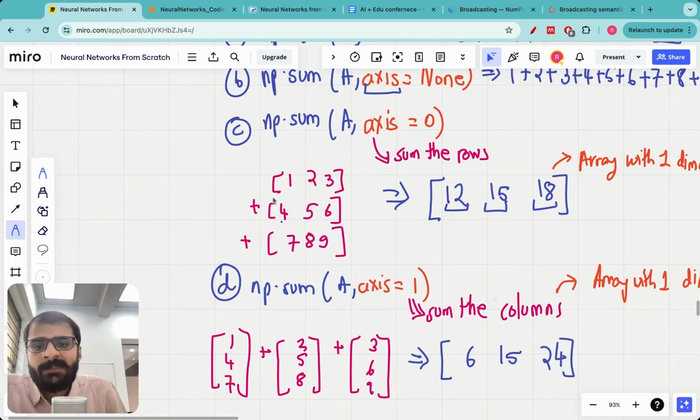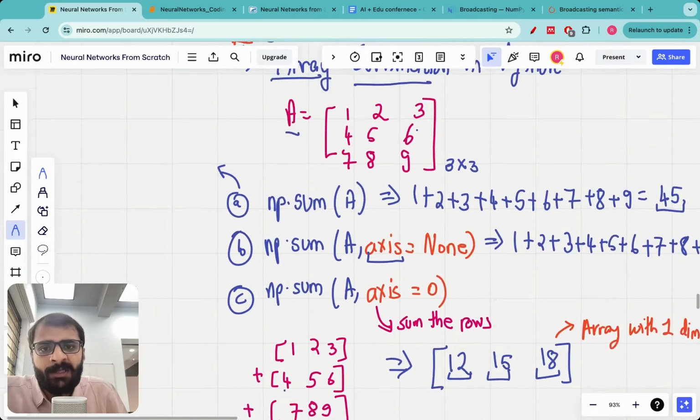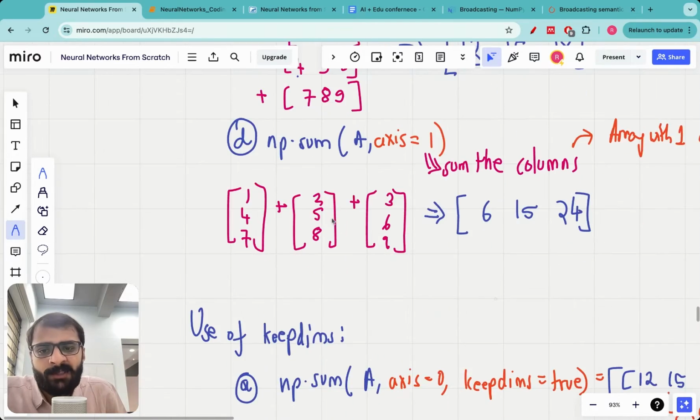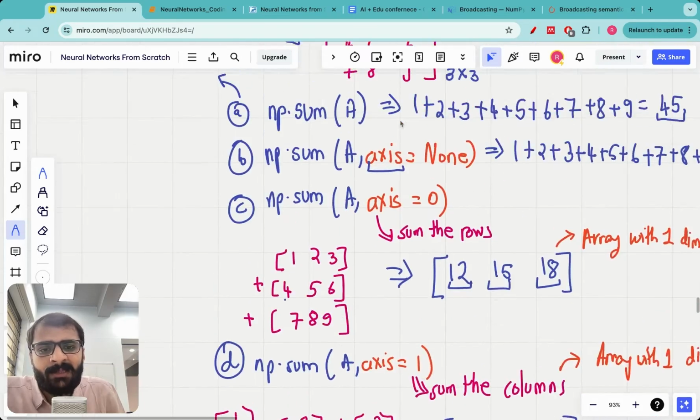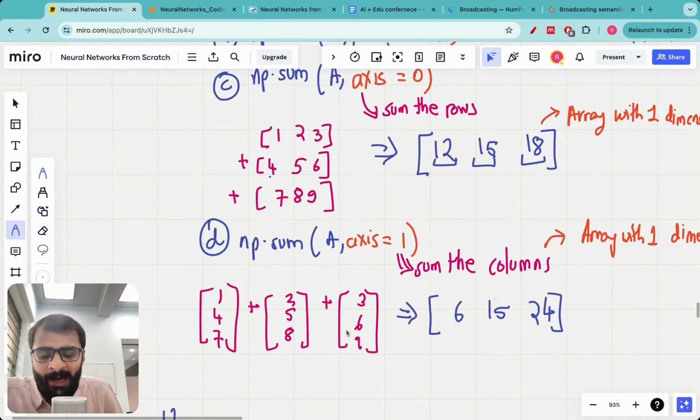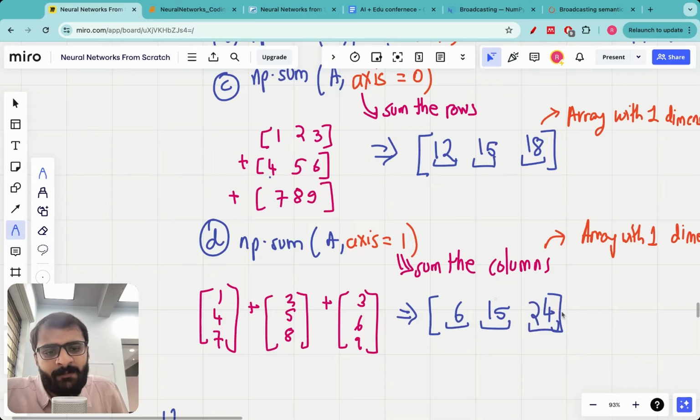In the second case, if we do np.sum a comma axis equal to 1, it means that we have to sum the columns. So it will take the first column 1, 4, 7, take the second column 2, 5, 8, and take the third column 3, 6, 9, and add them together. So if you add these together, the first element would be 6, the second element would be 15, and the third element would be 24. So this is the answer in this case.